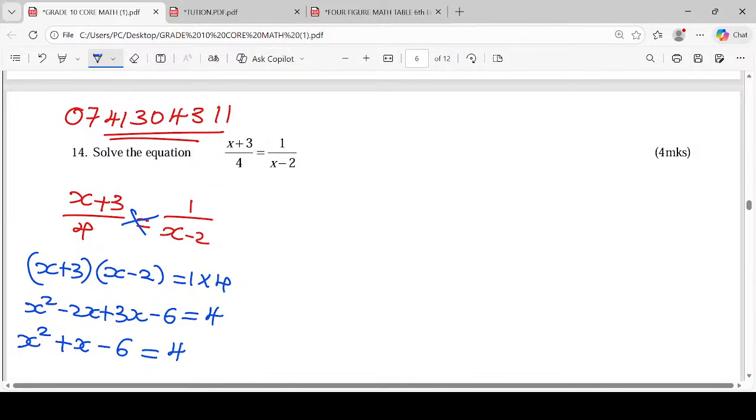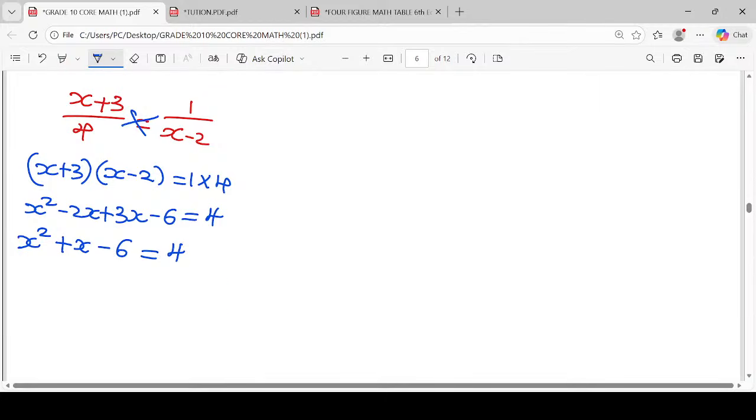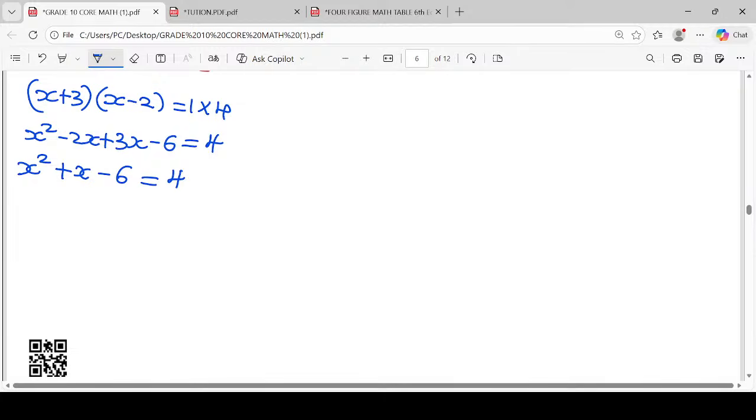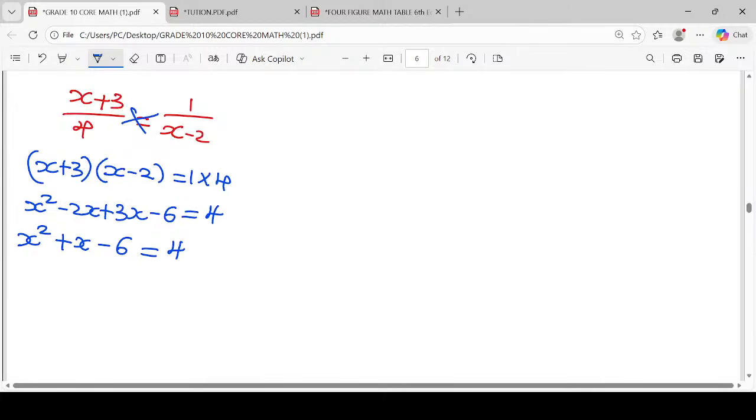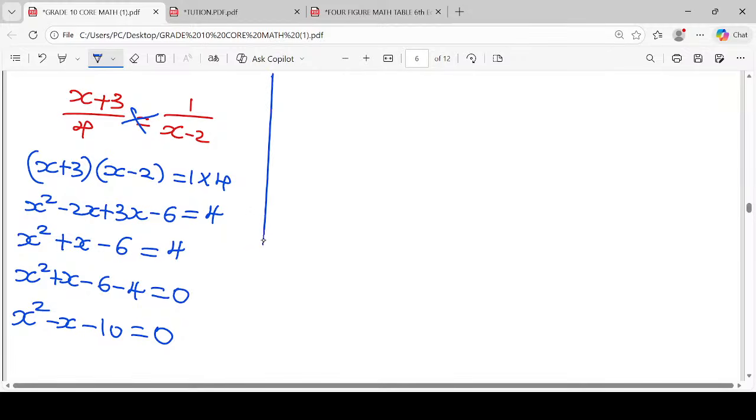Because they want to solve this, it means that for this particular question, we are going to form a quadratic equation. So this will become x squared plus x minus 6 minus 4 is equivalent to 0. So this will become x squared minus x minus 10 is equal to 0. Let us now see what's going to happen.